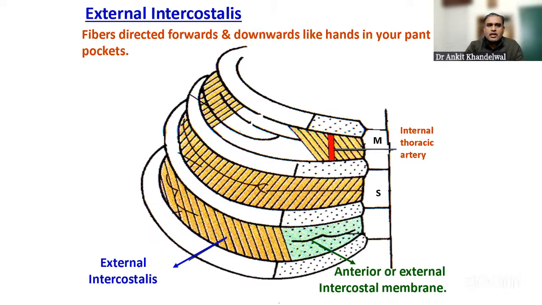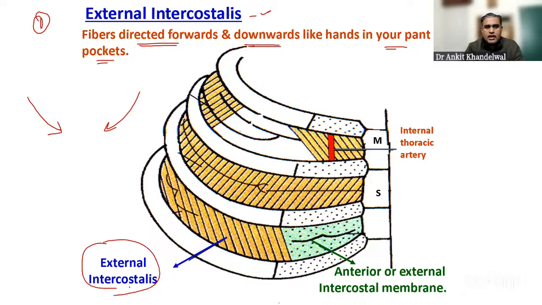Just one example: talking of the external intercostalis muscle lying most outside. Understand the direction. Fibers are directed forward and downward, like this on both sides. This is the direction of the fibers, like hands in your pant pockets or jacket pockets, whatever it is. This is the example showing us the external intercostalis muscle.